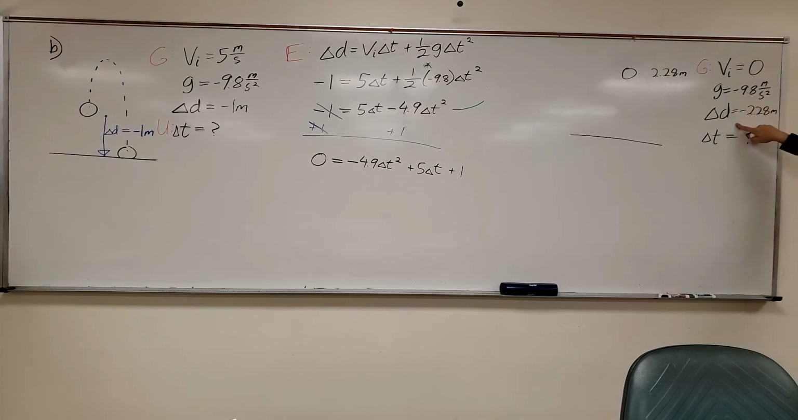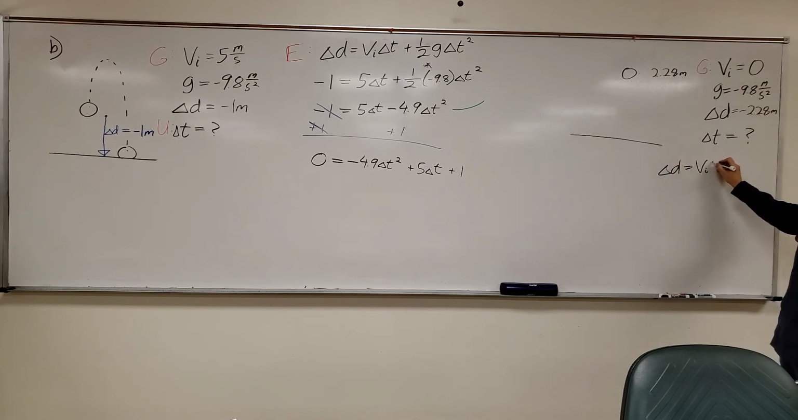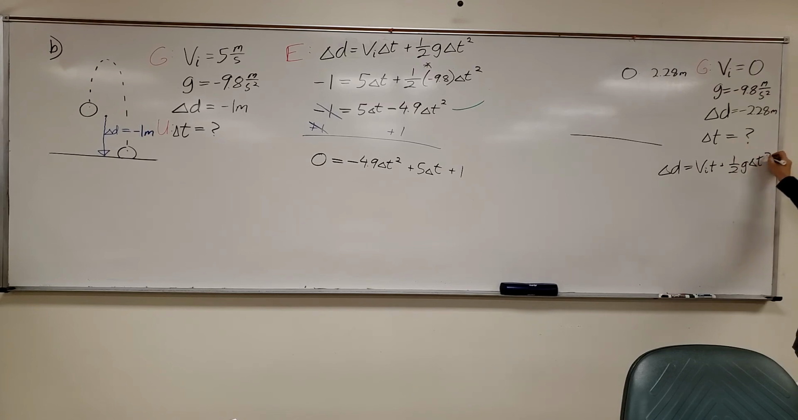Which equation goes with these? It's the second one again, right? Delta D is the initial velocity times time plus 1/2 the acceleration due to gravity times the time squared. And note that we won't have to do a quadratic here to find delta t, because my initial velocity is 0, so that middle term is now 0. And so it's easier to calculate the time interval now. I can solve this for delta t just by square rooting both sides in the end, right?